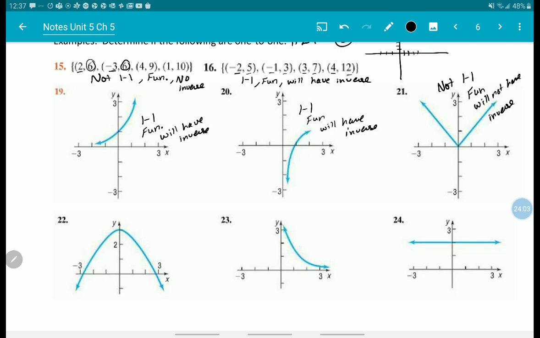Number 22 is going to be in the same boat. Those y values correspond to 2 different x values. This y value of 2 has 2 different x values here. So this is not one-to-one. It is a function. It passes the vertical line test. But because it's not one-to-one, it does not meet all the criteria, so it will not have an inverse.